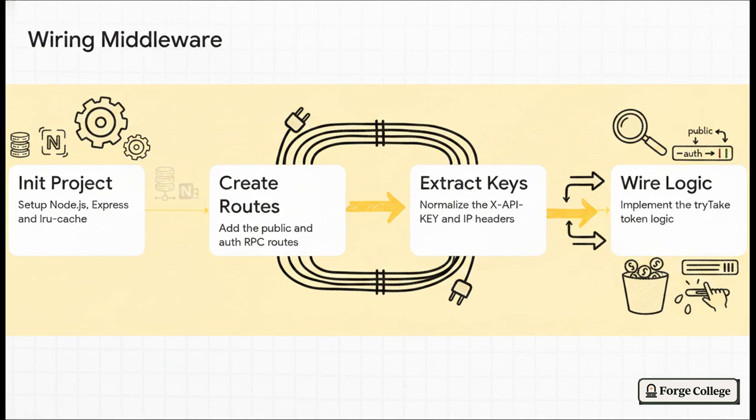Step 1. We initialize our basic server with Node, Express, and our cache. Step 2. We set up distinct routes, public and auth, to represent our different traffic types. Step 3, we build out that attribution helper to extract and normalize the headers. And step 4, we wire in the tryTake logic to actually pull tokens out of the bucket.